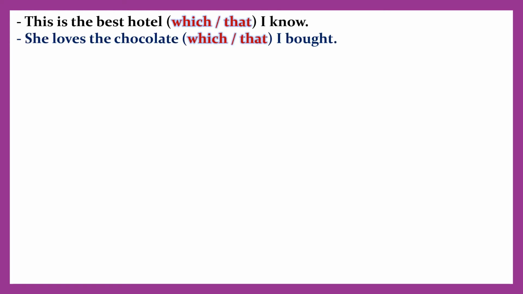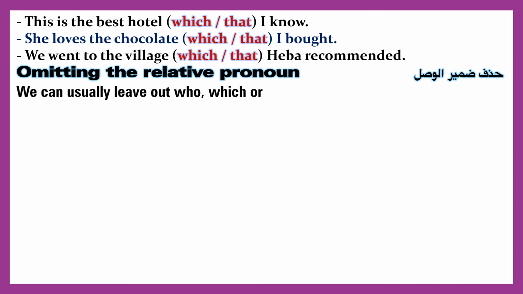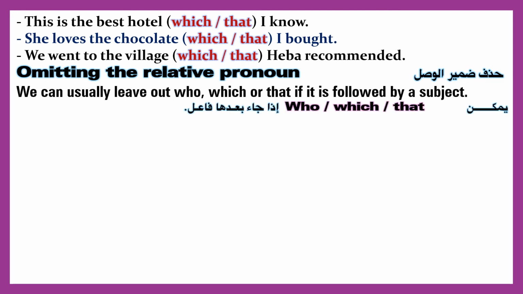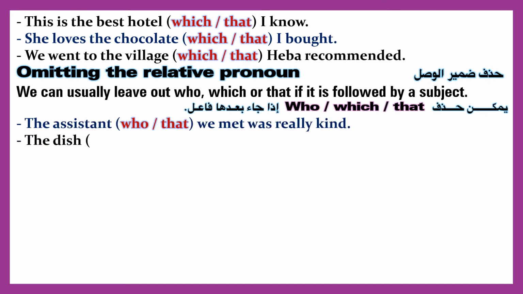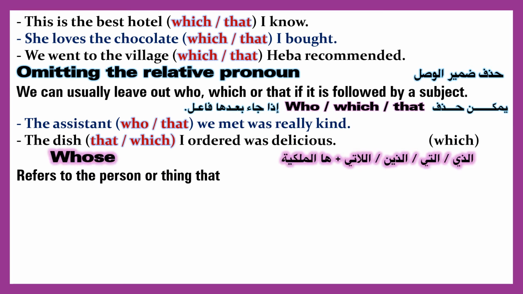This is the best hotel which/that I know. She loves the chocolate which/that I bought. We went to the village which/that Heber recommended. Omitting the relative pronoun. We can usually leave out who, which or that if it is followed by a subject.